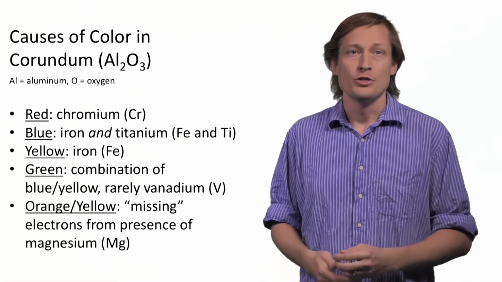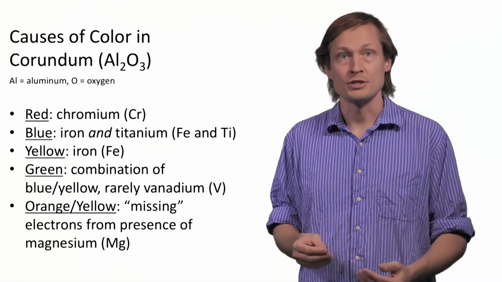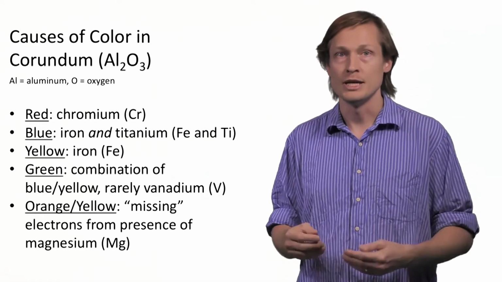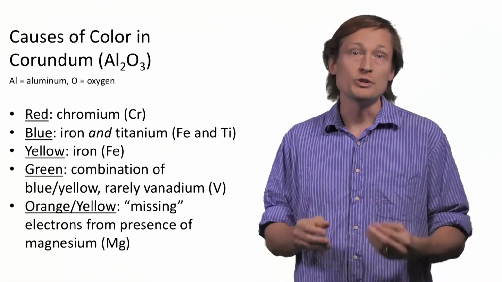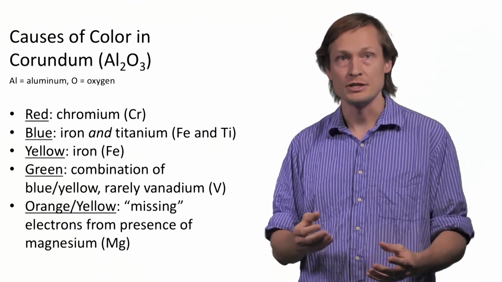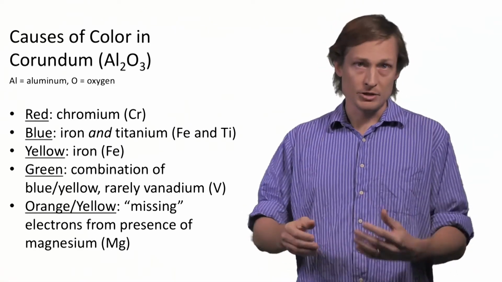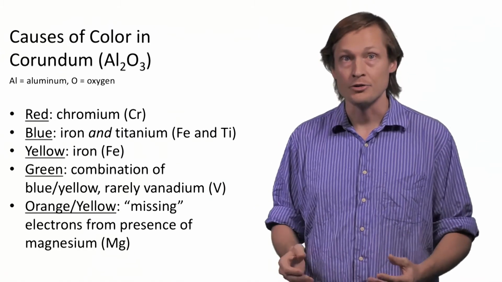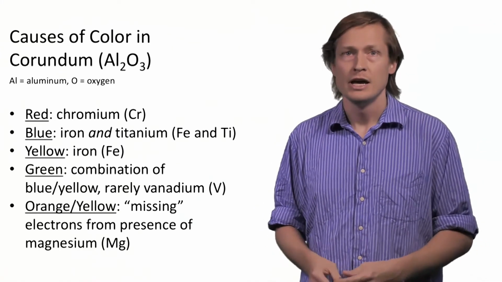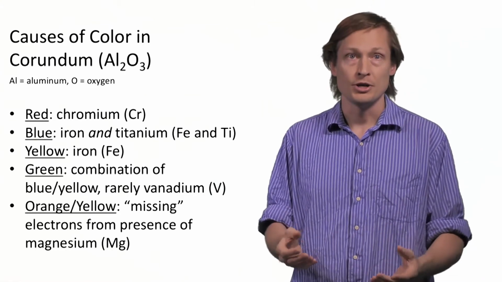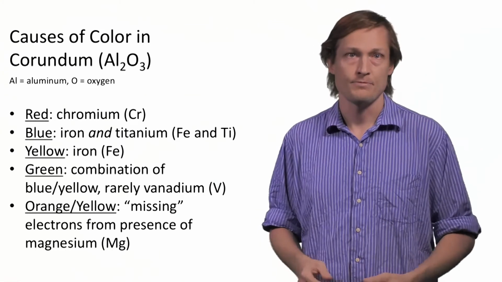For example, the red color of rubies is caused by the presence of chromium substituting for aluminum in the crystal structure. Now, blue sapphires owe their hues to the simultaneous substitution of both iron and titanium in the structure. Yellow sapphires are often caused by the presence of iron without the involvement of titanium. And green, of course, is going to be the result of the mixture of blue and yellow components. There are other causes of color in corundum, such as missing electrons on oxygen atoms, which causes a yellowish-orange color, and vanadium, which can cause a green-blue color.